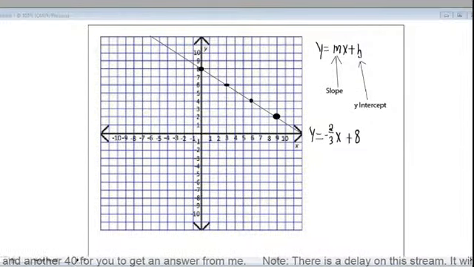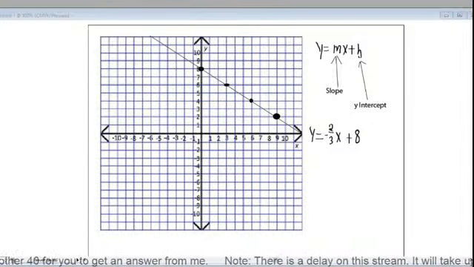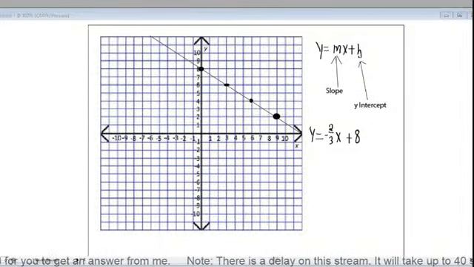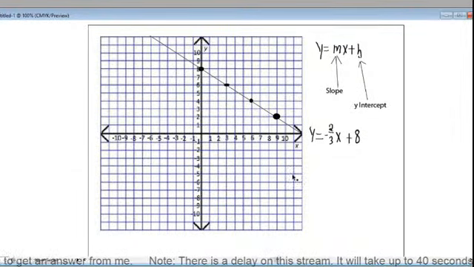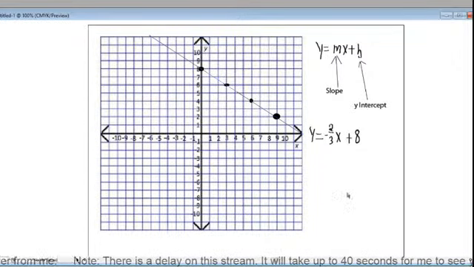Okay, I'm not seeing any questions, so I will move on. And let's see. I'll come back to this graph in just a minute, but there's something else that I want to show you before we come back to it.